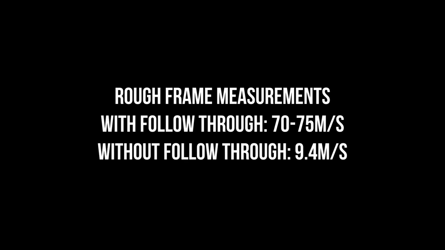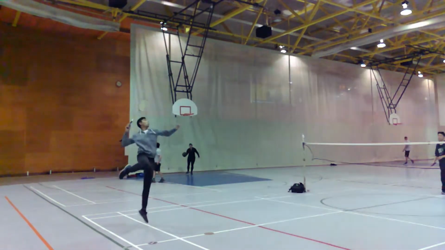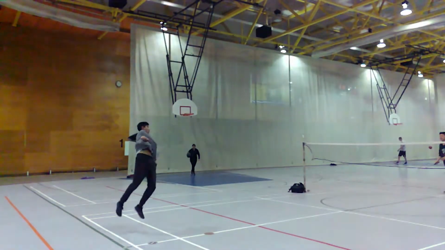In order to further confirm our results, we decided to use our frame measuring technique again to verify the shuttle's speed between trials, and we found that with a fast swing, the shuttle's velocity was roughly 70 to 75 meters per second, whereas a slow swing launched the shuttle at about 9.4 meters per second, a lot slower. A very fast speed, such as a smash, launched the shuttle upwards of 80 meters per second.